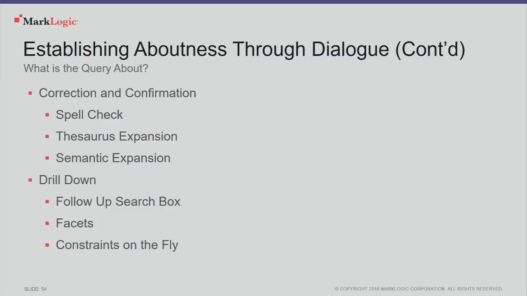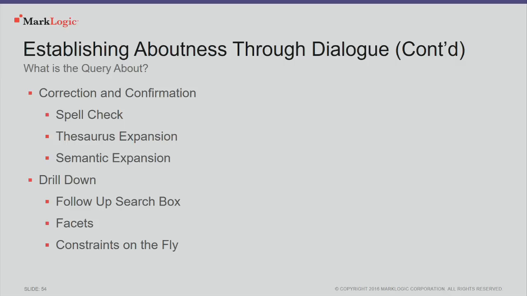Okay, correction and confirmation is the third part. And that's where it came back with the spell check on Ganesh's slide, did you mean? Okay, you can do several things with that. First, you can do the spell check, but you can also do thesaurus expansion, where you might say, you may be interested in. Or you could do semantic expansion saying, other topics that are related, where you go and follow the semantic graphs to bring in terms that are applicable to your query.